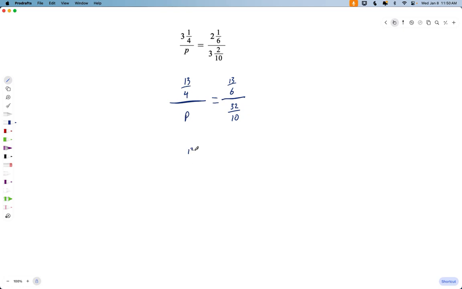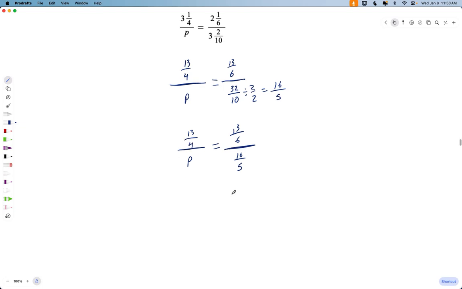So this can't reduce at all because 13 is a prime number, and this won't reduce, but this one will. I can divide both of these by 2, and that's going to give me 16 over 5. That's going to help me a lot because now I've got smaller numbers that are a lot easier to work with.